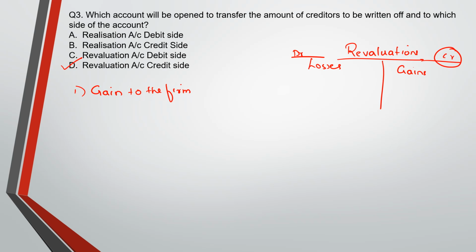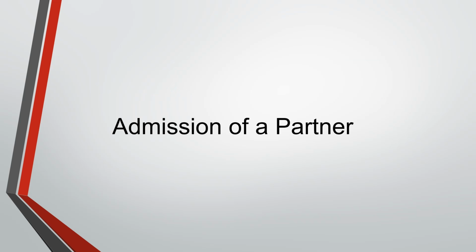So with this, you have understood that we prepare revaluation account in case of the change in profit sharing ratio in respect of revaluing the assets and liabilities, and all the losses type items would be debited to revaluation and all sorts of gains would be credited to the revaluation. I hope that is clear. Now with that, I come to the end of the change in profit sharing ratio. Now we will do some questions and understand certain concepts related to admission of a partner.